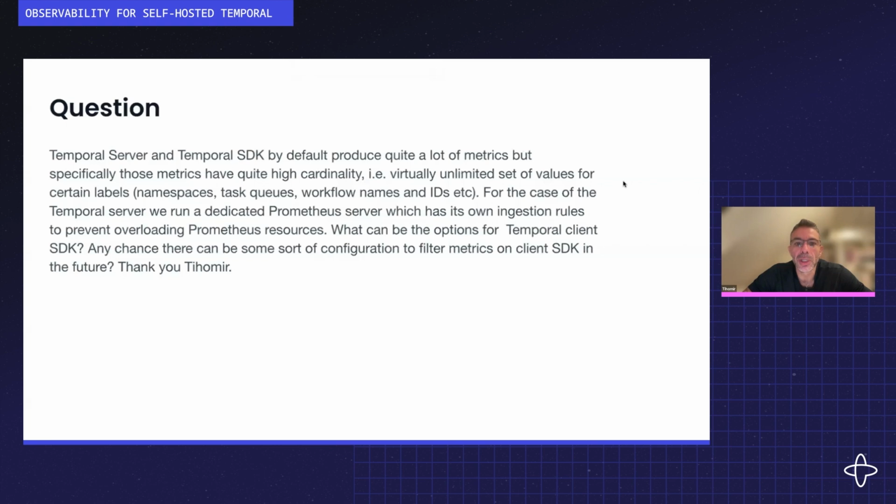Okay, so Yuri asked, Temporal Server and Temporal SDK by default produce quite a lot of metrics, but specifically those metrics have quite high cardinality. For the cases of Temporal Server, we run a dedicated Prometheus server, which has its own ingestion rules to prevent overloading Prometheus resources. What can be the option for Temporal Client SDK? Any chance there can be sort of configuration to filter metrics on the client SDK in the future?